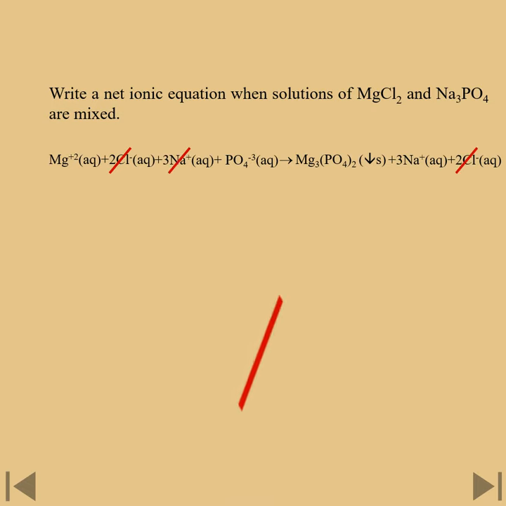Once we've eliminated the spectators, we're going to rewrite the equation and balance it. 1 magnesium on the left, 3 on the right. The least common multiple is 3. So 3 magnesiums go on both sides. Then 1 phosphate on the left, 2 on the right. 2 is our least common multiple. There's 2 phosphates on both sides. Now let me double check that it's balanced for charge. I see 6 positives and 6 negatives for 0 charge on the left to balance the 0 charge on the right.